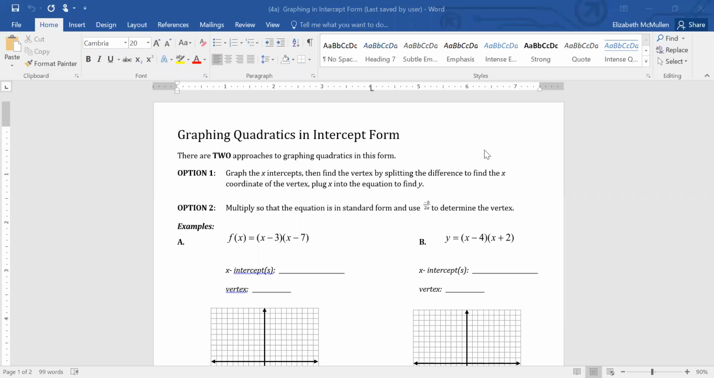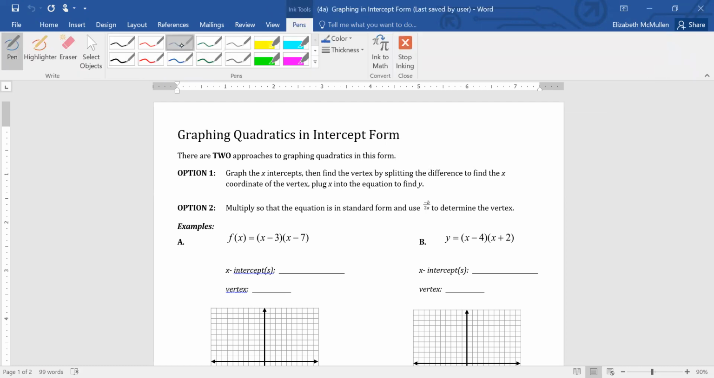All right, so today we're talking about graphing quadratics from intercept form. You need to know there are two approaches to graphing quadratics in this form. Step one, graph the x-intercepts. Find the vertex by splitting the difference to find the x-coordinate and plug the x into the equation to find y. This sounds complicated, but really, this is probably the easiest way to do it, the least time-consuming way.